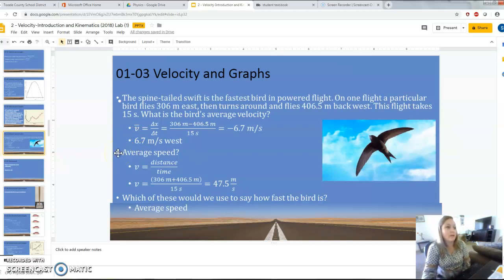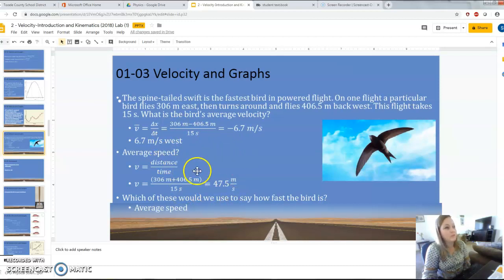Average speed is what we calculate. You would need calculus to do instantaneous speed. And so here our speed is simply distance divided by time. So average speed is 306 plus 406.5. Add it together and divide it by 15, which is 47.5.